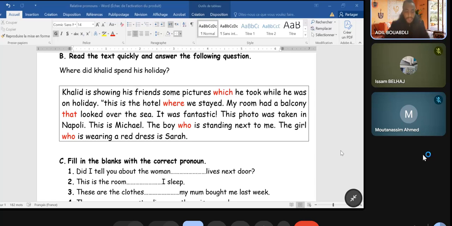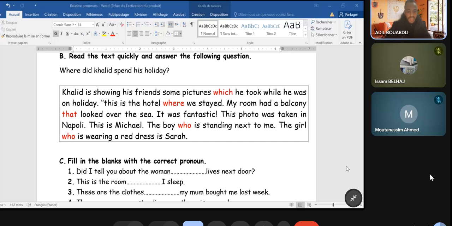I'd like you to look at these relative pronouns, which are written in red: which, where, that, who, and who. What do we have before them? Yes, exactly, we have nouns. We use nouns before these relative pronouns. We have pictures before which, the hotel before where, a balcony before that, the boy before who, and finally the girl before who.